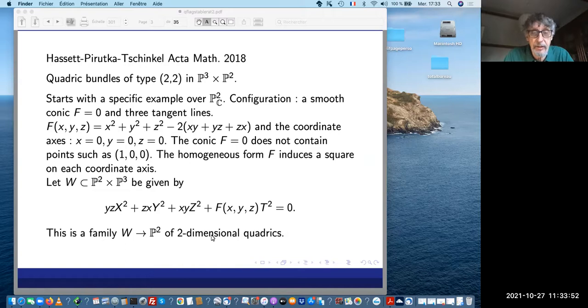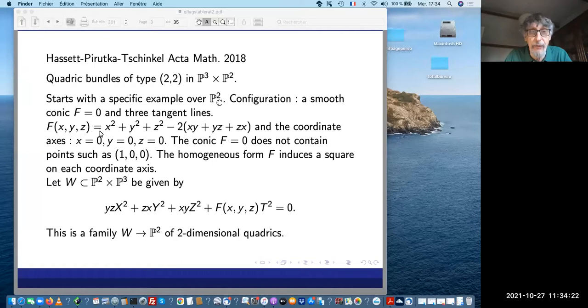They do that using a specialization technique. To do that, you start with a specific example over P2, which is a quadric bundle whose total space is not smooth. You start with this special example, just as in Artin-Mumford, you started with something singular. Okay, so the configuration you're interested in is a smooth conic in P2 and three tangent lines. Very simple. So you can give it like this.